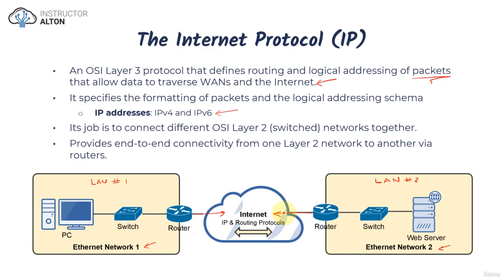So when we talk about IP, its job is to connect different switched networks together. So these LANs are utilizing switches, they are switched networks, and to be able to connect them together so they can communicate, that's the purpose of IP and routers and IP addresses. So when you think about it, the Internet Protocol provides end-to-end connectivity from one layer 2 network to another. Now, when I'm talking about layer 2 networks, I'm referring to OSI model layer 2.